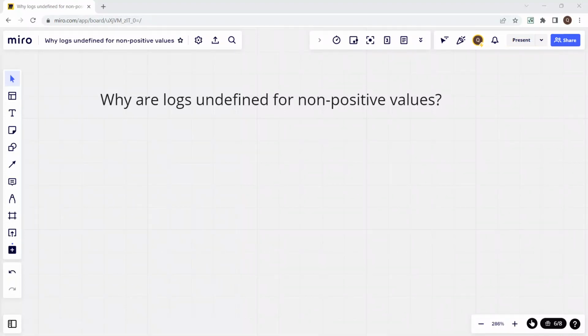Why are logs undefined for non-positive values? Well, let's start by considering logs of positive values, which we know. Say log base 2 of 8.